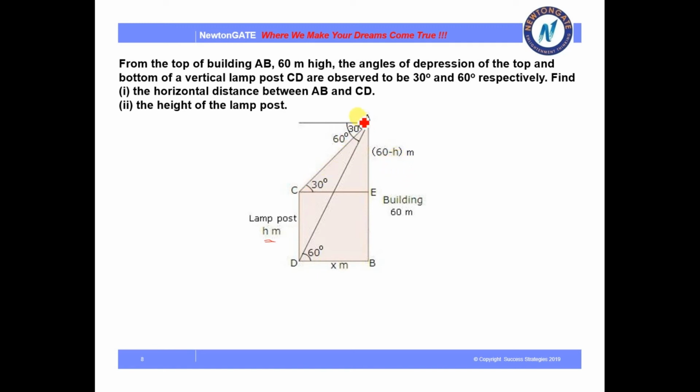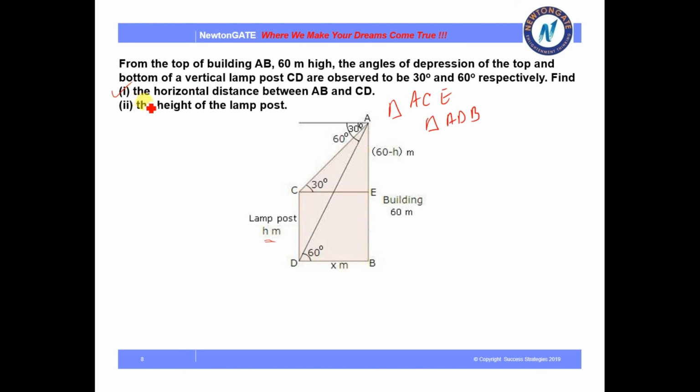Next, we have the angle of depression. The 30 degree angle of depression was to the top of the lamp post and the 60 degree angle of depression was to the bottom of the lamp post. Just as in the previous example, I have explained alternate angles. So we can write this as 30 and this as 60. So we get two triangles, ACE and ADB.